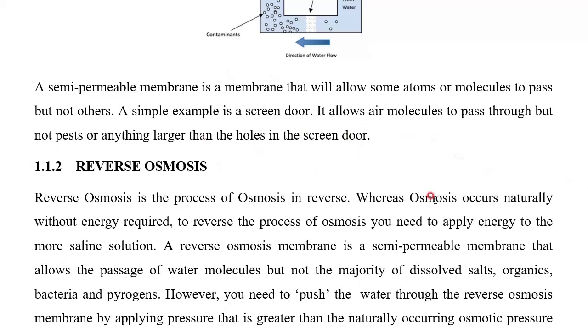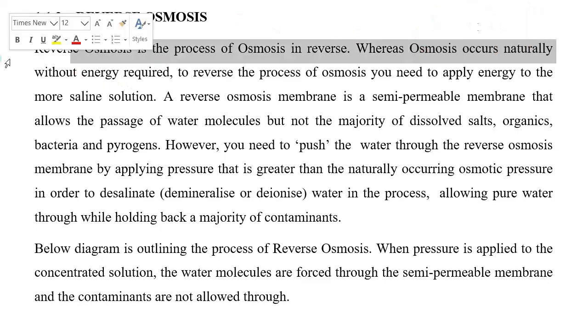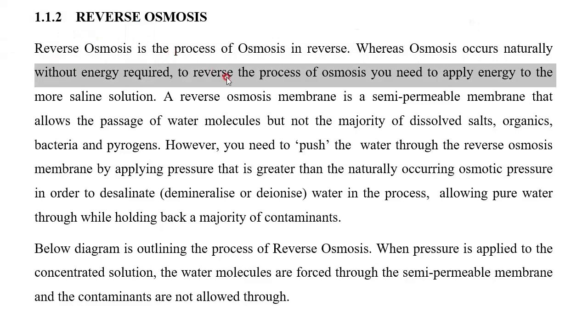So now coming on to reverse osmosis. Reverse osmosis is a process of osmosis in reverse. That is, in reverse osmosis, what happens in osmosis will exactly happen in reverse. So you can easily understand, if osmosis is a naturally occurring phenomenon, then reverse osmosis does not occur naturally. It has to be made to happen manually. In osmosis, no energy is required as it is happening naturally. But for the process of reverse osmosis, you need to apply energy to make it happen because it is not natural.